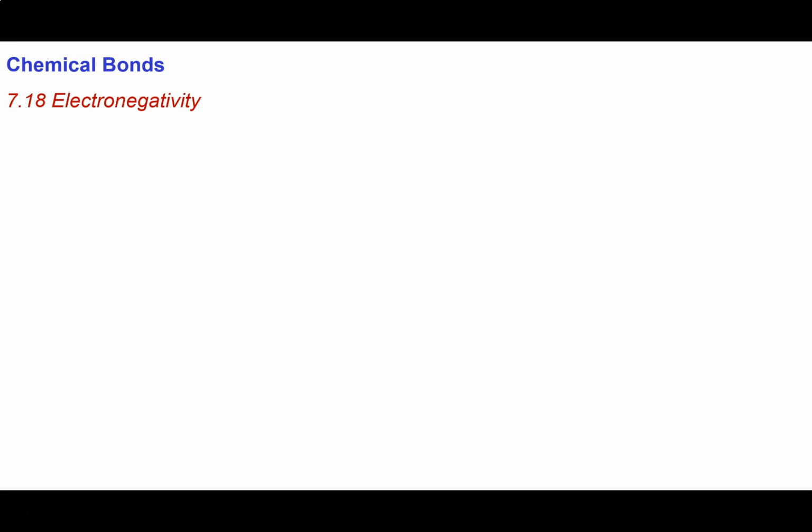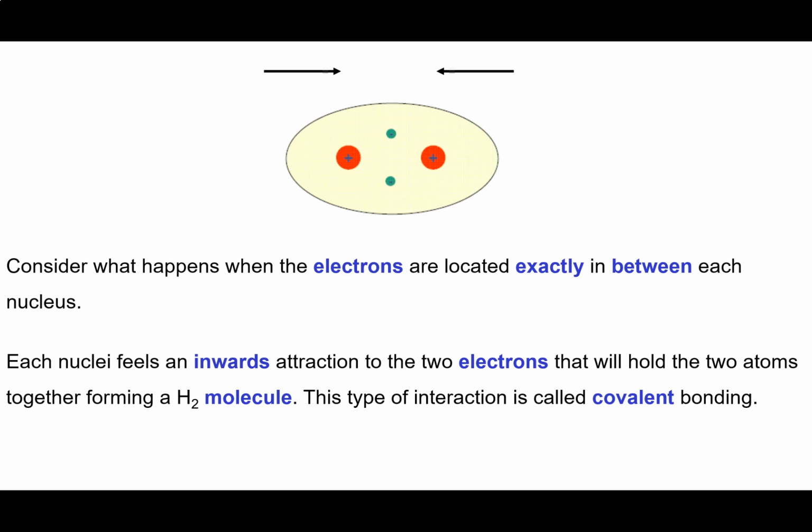In this section, we talk about an idea called electronegativity, which is really just an acknowledgement that not all types of atoms are identical. When we looked at the hydrogen molecule earlier, we said that bonding occurs when the electrons are positioned exactly halfway between each nucleus. In this arrangement, the major attractive force is the inwards attraction of the protons towards the shared electrons. The reason that these electrons in this molecule sit exactly halfway between the two atoms is because the two atoms themselves are identical.